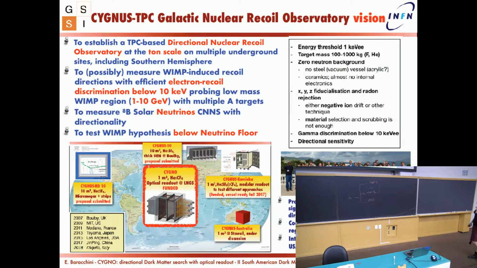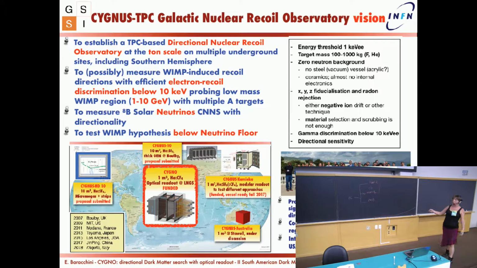We will be able to really do boron-8 solar neutrino studies with coherent scattering, because we will be able to discriminate them, and eventually we want to test the WIMP hypothesis below the neutrino floor, which for all other experiments is something that cannot be broken, okay? So this is an example of the idea that we have. The others are still ideas around the world. We are a collaboration between UK, USA, Japan, Australia, and Italy.